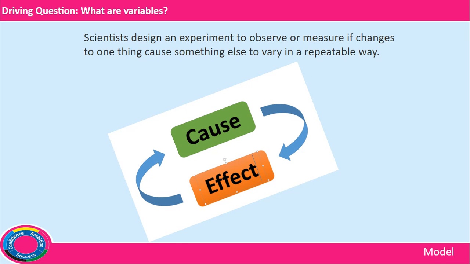Now, it's very important, this image here, cause and effect, because when scientists design an experiment, they're trying to find out how one thing will affect another, or how one variable, how one factor will influence another factor. If this one thing increased, what happened to this other thing? Did it decrease? If this one thing decreased, did the other thing remain the same? So it's kind of cause and effect. How is one thing affecting something else?